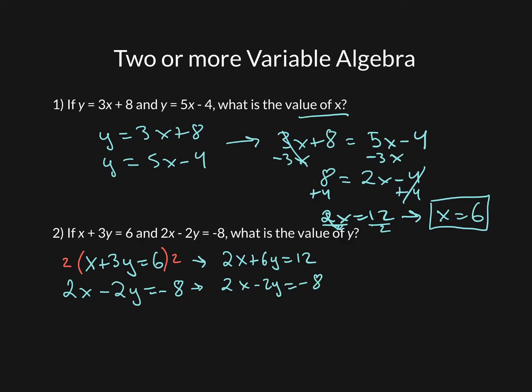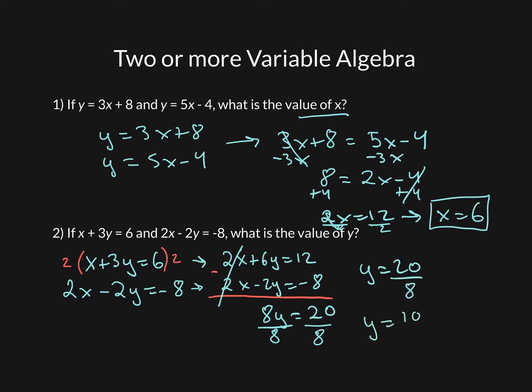I can now subtract the two equations from each other, and that would give me 2x minus 2x, that would cancel out. 6y minus negative 2y would be 6y plus 2y, therefore that's 8y. And then 12 minus negative 8 would simply just be 12 plus 8, which is 20. Therefore, y divided by 8 would just be 20 over 8. And if we simplify that, that's simply 10 over 4, or 5 over 2 as our final and simplest answer.